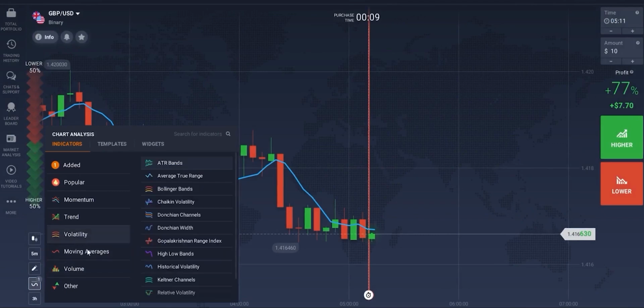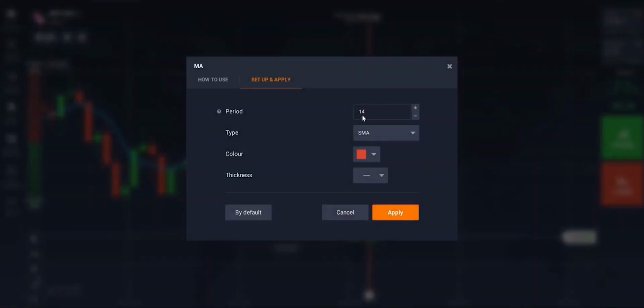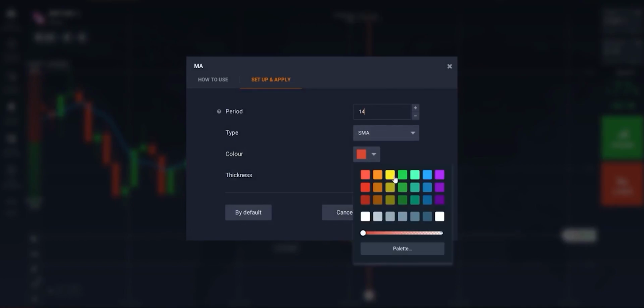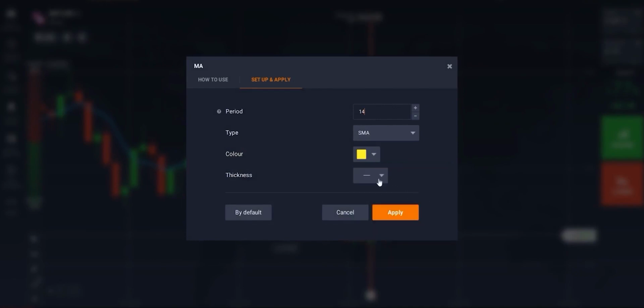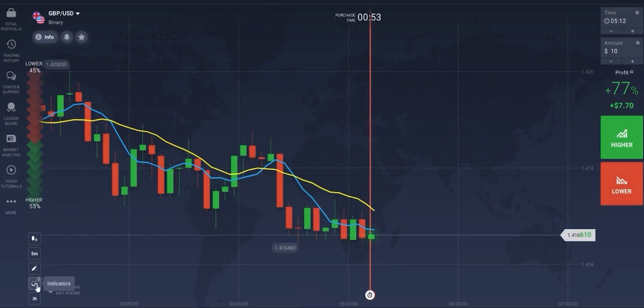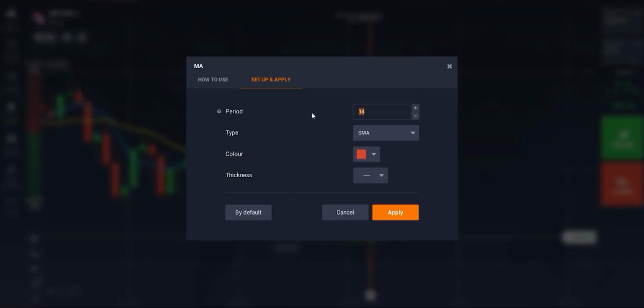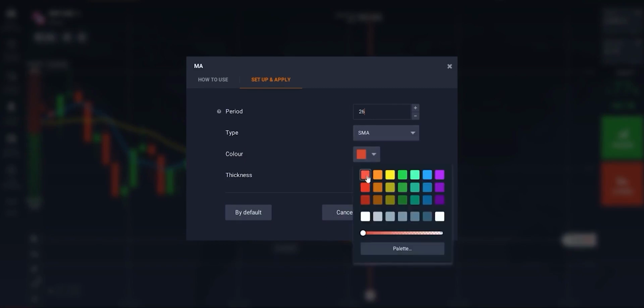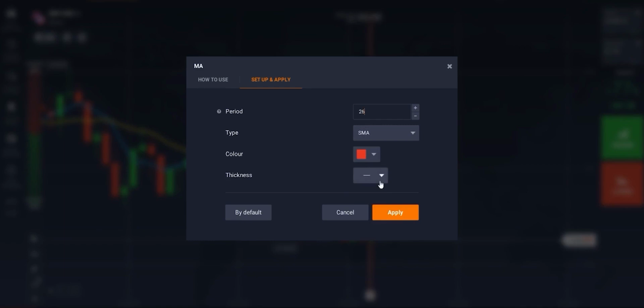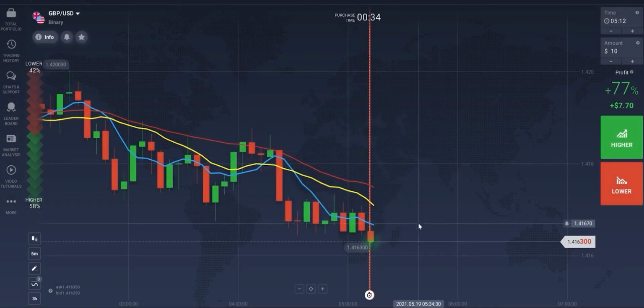Alright, again from the same section, add the second moving average and set its period to 14. This one should also be selected as SMA. For this one I choose yellow, but you can select any color you like. Alright, let's add the third moving average. Set the period of this one to 26, select SMA, and I choose red for its color. And I'll increase the thickness of this one a bit so you can see it better. So far we have added 3 moving averages.